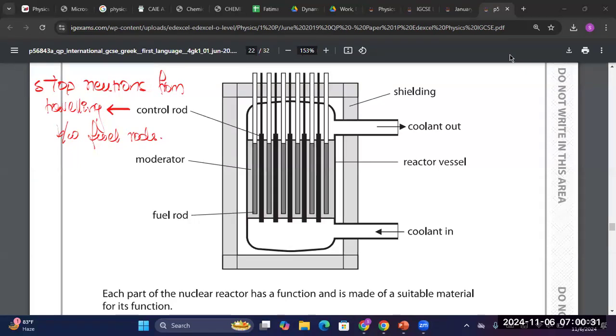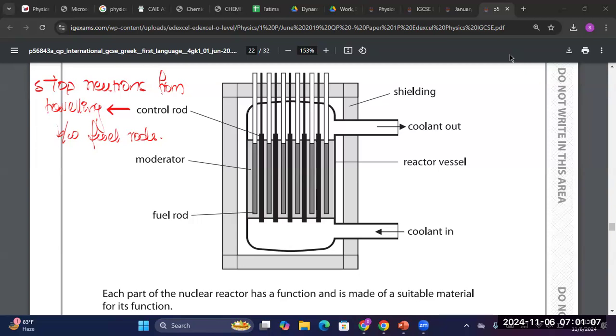Because if we don't stop that from happening, if the neutrons travel between the fuel rods, then the chain reaction will keep on happening and happening, right? So how do we stop the reaction? By using control rods. If I want the nuclear reactor to stop reacting, I will simply lower the control rods. You can move these up and down. They will absorb all the neutrons and the reaction will stop.